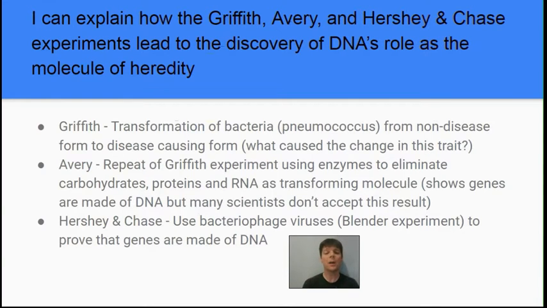Years later, Avery's team basically repeats Griffith's experiment. The addition is that they use enzymes to eliminate carbohydrates. They still see transformation. They use different enzymes to eliminate proteins. They still see transformation of bacterial cells. They do the same with RNA and still see transformation. Finally, when they use enzymes to destroy DNA molecules, the transformation can no longer occur.